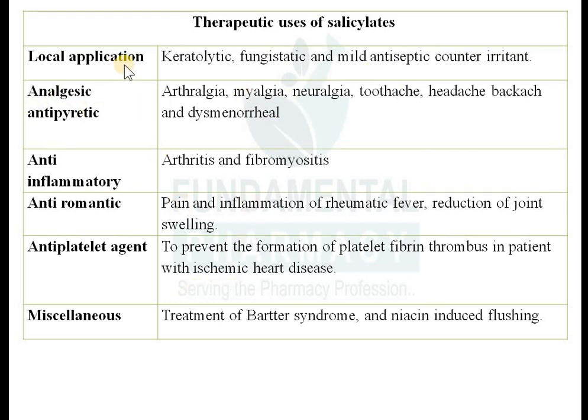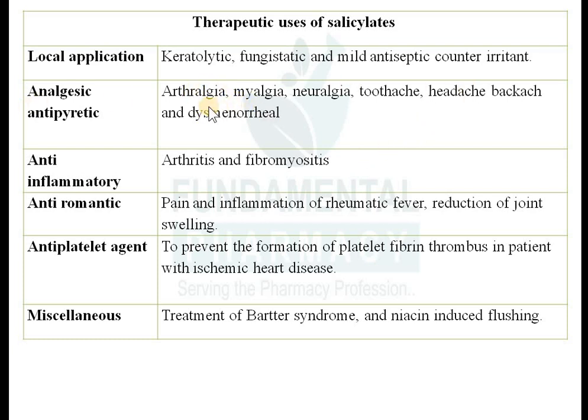What are the applications? There are numerous therapeutic applications of salicylate. So they are locally applied, act as a keratolytic, fungistatic and mild antiseptic, counter irritant. They will act as analgesic, antipyretic in case of arthralgia, myalgia, neuralgia, toothache.